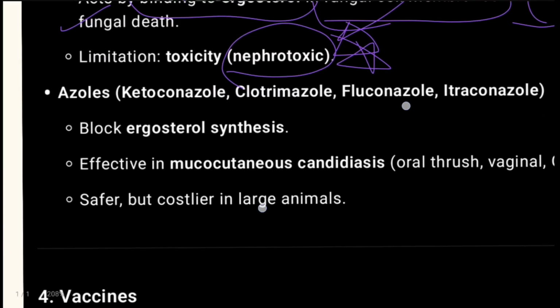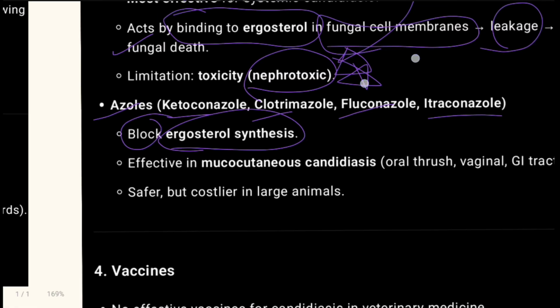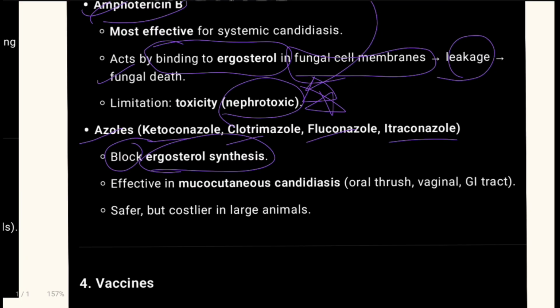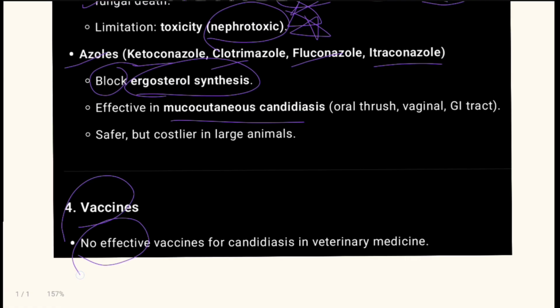Another antifungal drug class is the azoles. They include ketoconazole, itraconazole, clotrimazole, and fluconazole. They block ergosterol synthesis. The difference is very evident: amphotericins bind to the existing ergosterol in the fungal cell membrane, whereas azoles directly inhibit or block ergosterol synthesis itself. They are very effective in mucocutaneous candidiasis. As for vaccines, there are no effective vaccines available for candidiasis in veterinary medicine. So thank you.